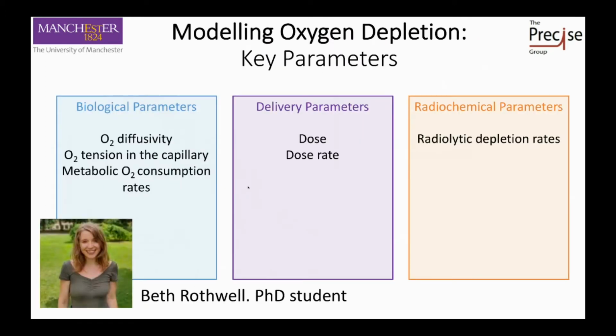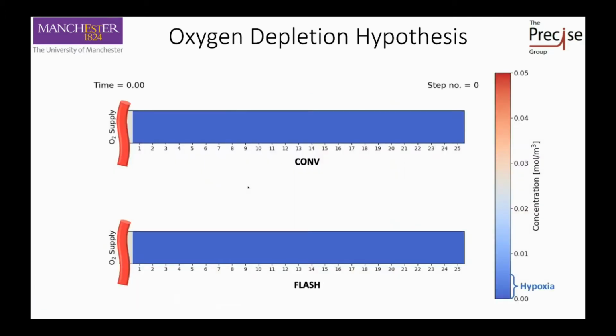And one of my PhD students, Beth Rothwell, has looked into this oxygen depletion hypothesis and developed a model that is a multi-parameter model using a cellular automaton. And it looks at the biological parameters such as oxygen effective diffusivity, oxygen tension, metabolic oxygen consumption, dose rate, radiolytic depletion rates. And one of the nice things of using a cellular automaton type model is that we can actually do this multi-parameter optimization.